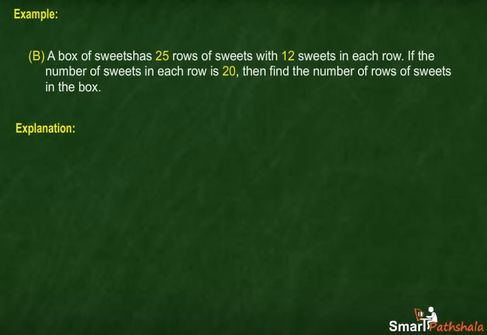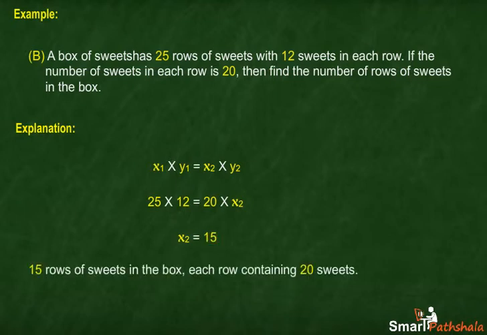Correct. Inverse variation can be expressed with the relation shown here. Here, x1 is 25, y1 is 12, y2 is 20. Then the value of x2 is calculated as 15. Here, there are 15 rows of sweets in the box, each row containing 20 sweets.